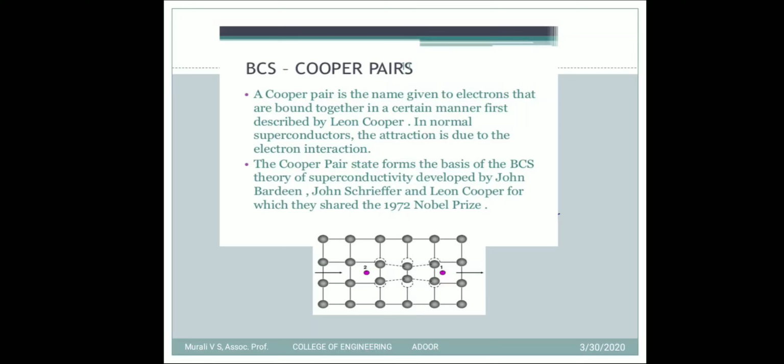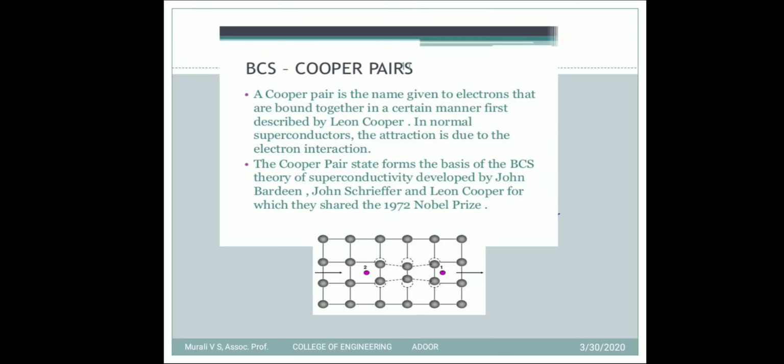Here a Cooper pair is the name given to electrons that are bound together in a certain manner. It was first suggested by Leon Cooper, and in this figure you can see how a Cooper pair is formed. This is a lattice of a metal, where the black dots represent the positive core atoms of the lattice, and the pink dots represent electrons. 1 and 2 are the electrons.